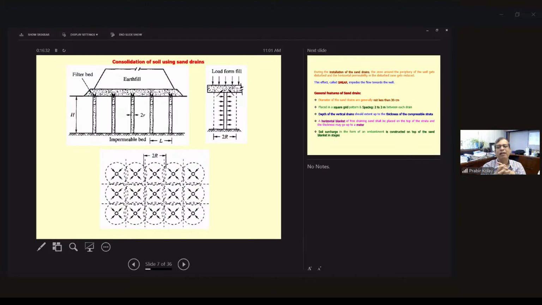This is how it looks on the sand drain. We have an impermeable bed here, then the spacing between these two sand drains, a filler bed on top, and then the embankment. You can see how the water goes in the horizontal direction and then goes up. You see the plan over here. For every sand drain, water is coming in the horizontal direction, and you need to find out how much the radius of influence is. That one you need to calculate.